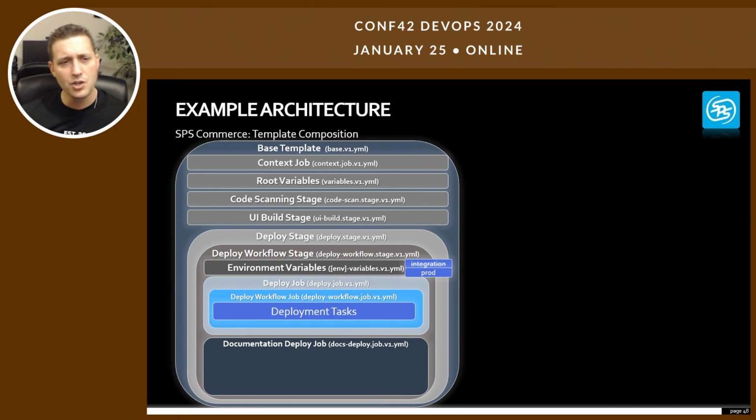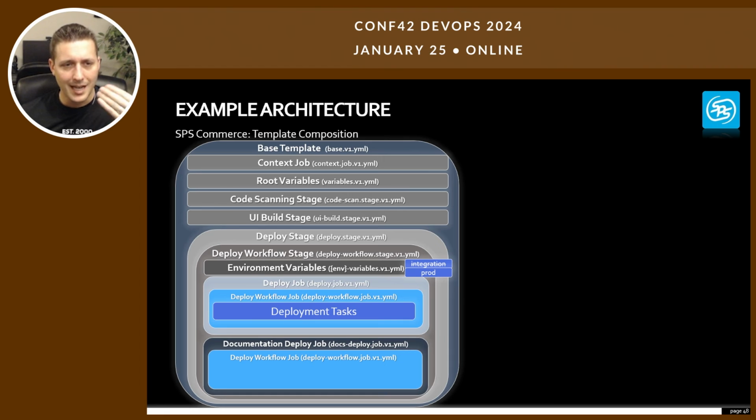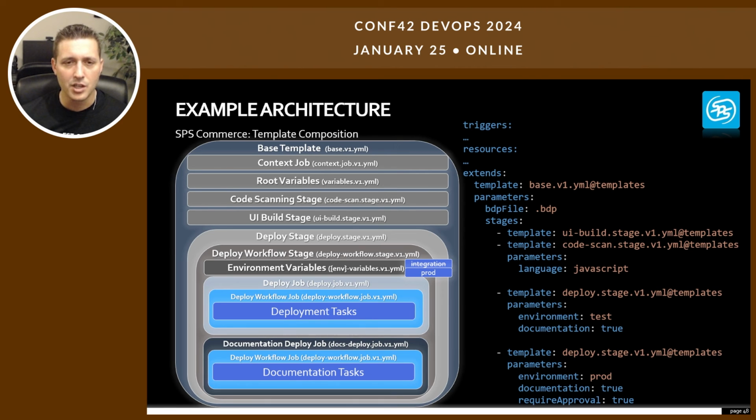We also have a documentation deploy stage, which again makes use of the deploy workflow in order to add documentation tasks. This makes it really easy for teams to get up and start running. And our pipelines look much like this today, where they can just compositionally add in the right components and build that together for what they're doing.